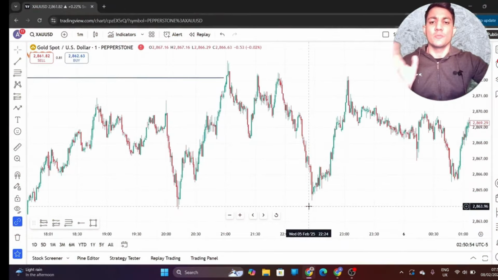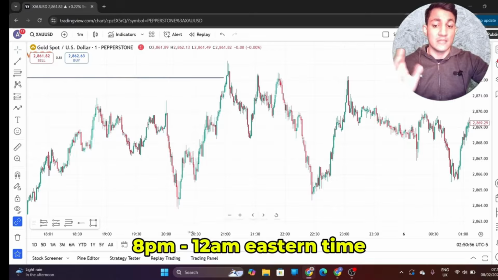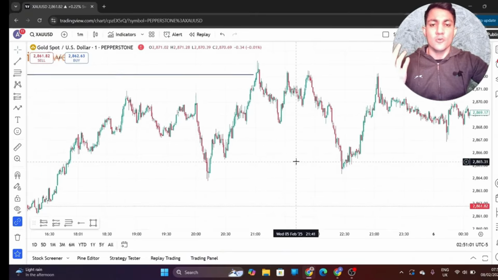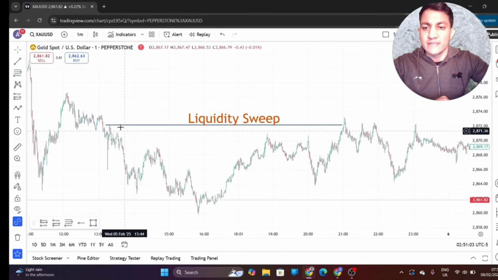Okay, so for the last session, we have Asia, which is 8 p.m. Eastern time, all the way until midnight, right? So you've got 4 hours for Asia. Now, Asia almost always does this. If we just zoom out, here's our liquidity sweep.